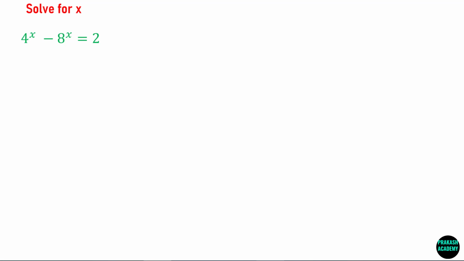In this problem, you have to solve for x. You have been given an equation, and this equation is 4 raised to the power x minus 8 raised to the power x is equal to 2. And you have to find the value of x. This is basically an exponential equation. How will you solve this problem then?